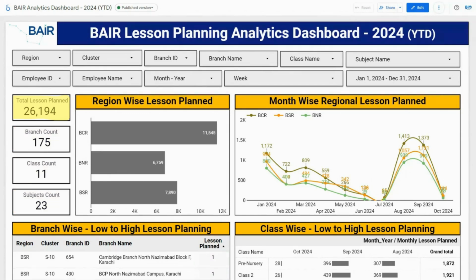Here's what it says. Total lessons planned, 26,194; 175 branches, 11 classes, 23 subjects are being planned for across these branches and classes. The chart titled Region-Wise Lesson Planned is a bar chart that shows the number of lessons planned annually, categorized by regions. The next chart is a line graph named Month-Wise Regional Lesson Planned, displaying the regional lesson plan month-wise for 3 regions.